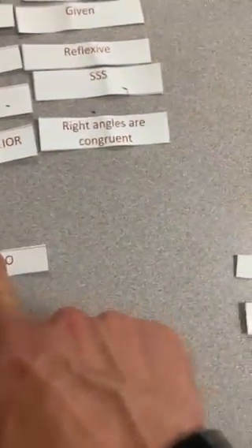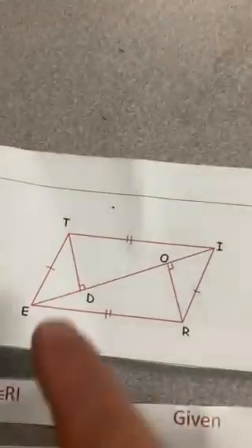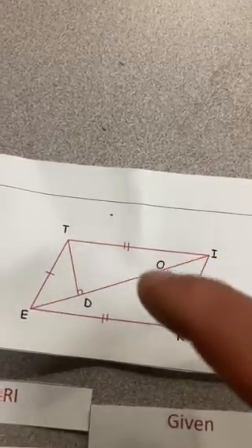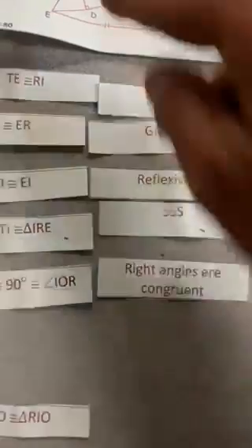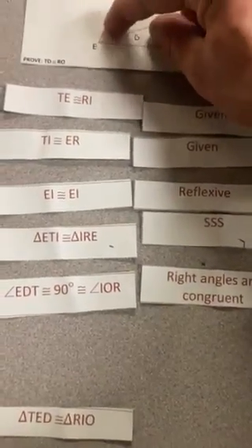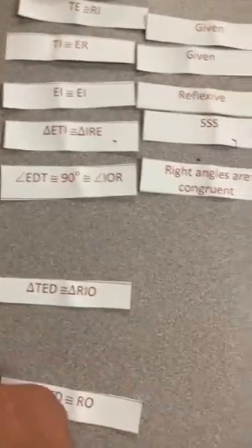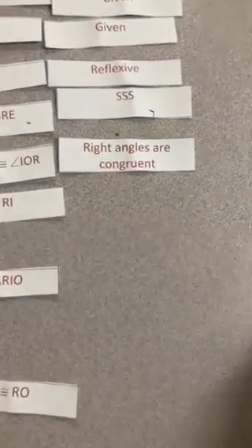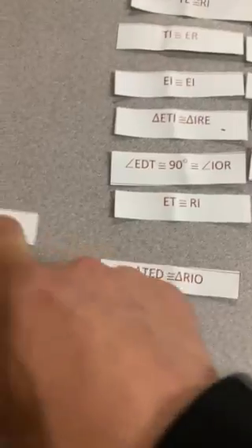Let's see, if I could prove that TED is the same as RIO, I would then have what I'm looking for with TD and RO. So what else do we need there? We already have TE from up above. ET and RI, we already had that. That was already a given. Where's this angle right here?